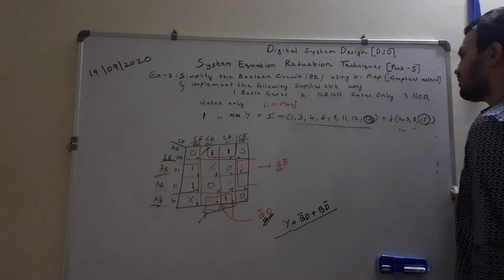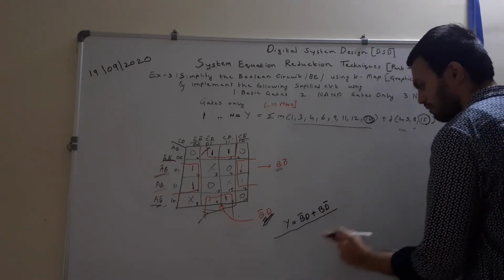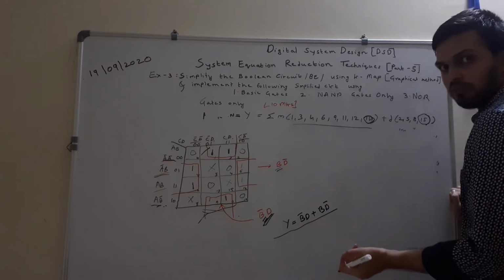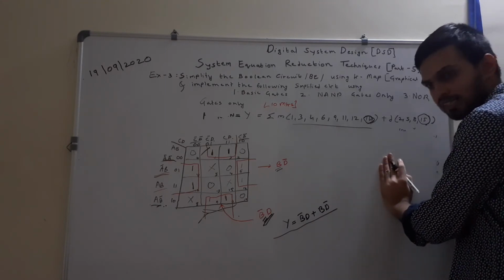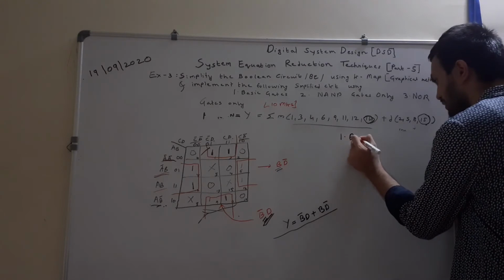Now our question further states that you have to realize this simplified Boolean expression using basic gates. What is the meaning of basic gates? Basic gates are AND, OR and NOT gates. So whenever realizing using a circuit diagram, the first one is using basic gates.